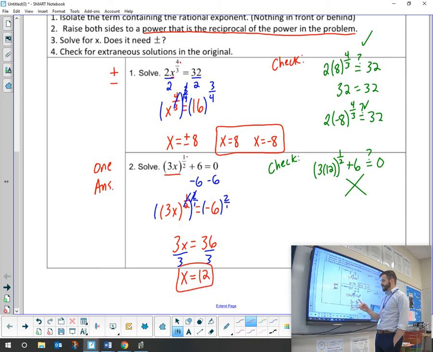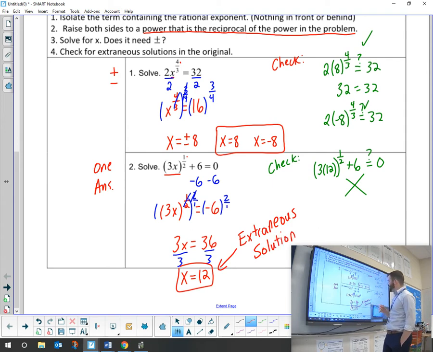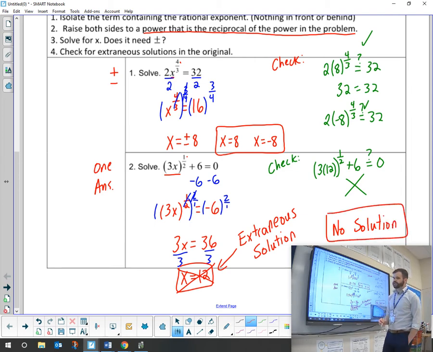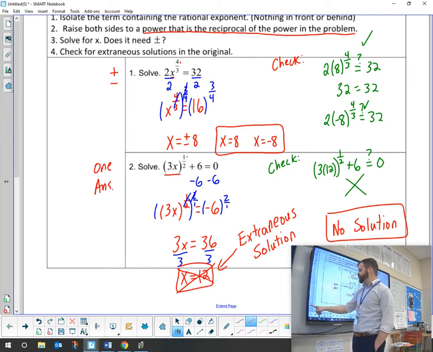Because, check this out. This is an extraneous solution because it doesn't actually work, because we can't have something raised to the 1/2 equaling a negative. So this is not a solution, and so the correct answer for this problem is no solution. That is why we check, because sometimes we get no solution for our answer. All right, let's turn the page.